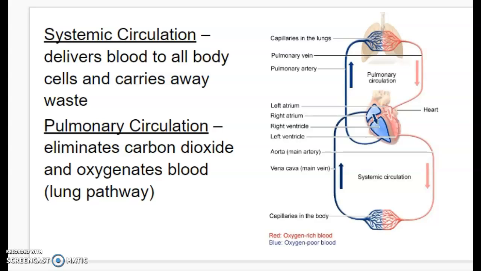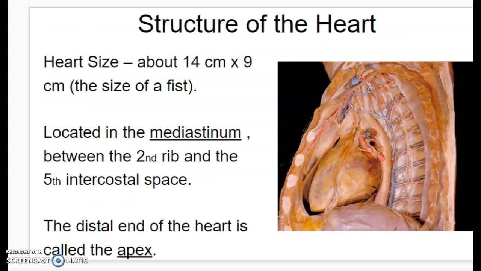Then the pulmonary circulation. This takes the carbon dioxide to the lungs, where it also picks up oxygenated blood, and then it travels back to the heart so it can pump out the rest of the blood, and it's just a continuous cycle. When you're looking at the heart, it's about 14 centimeters, about the size of your fist. It's located in that space called the mediastinum, between the 2nd and the 5th intercostal space. Now we call the distal end, right here, the apex of the heart.